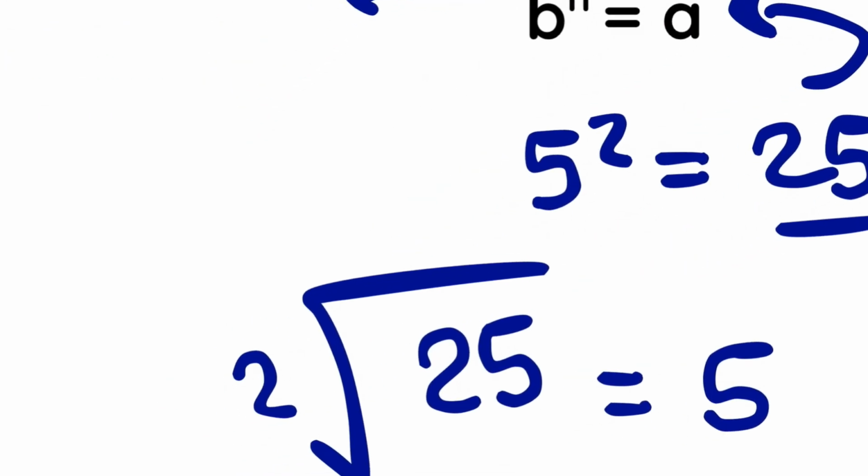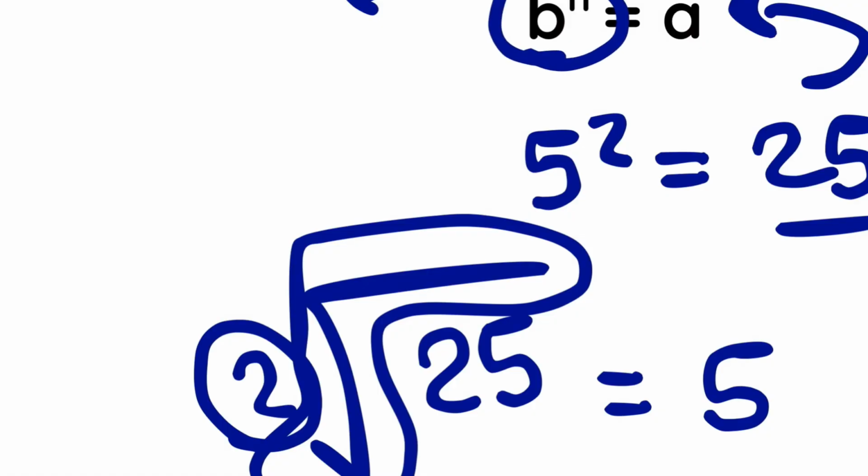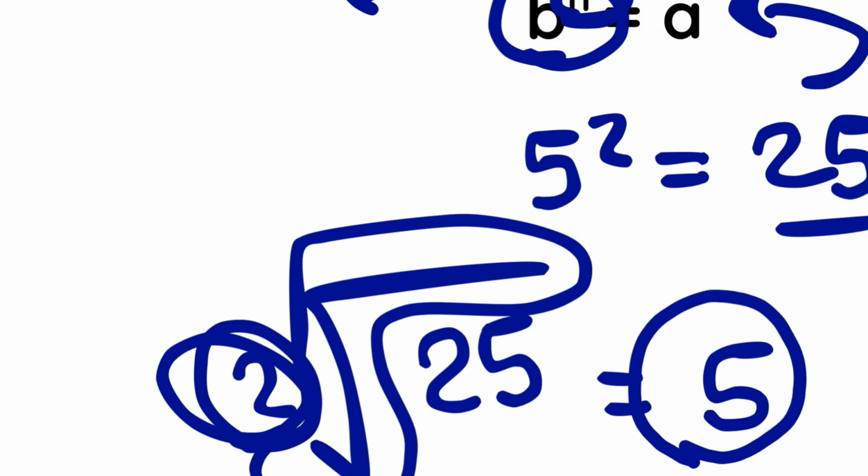So what happened? This is the root symbol. The power in the exponent becomes the root index when the exponent is reversed and turns into a radical. And 5 is our result.